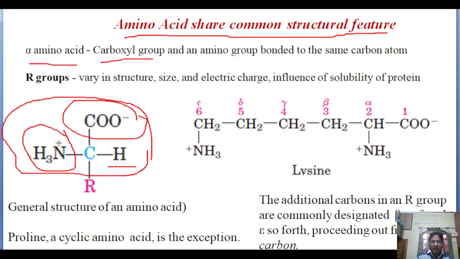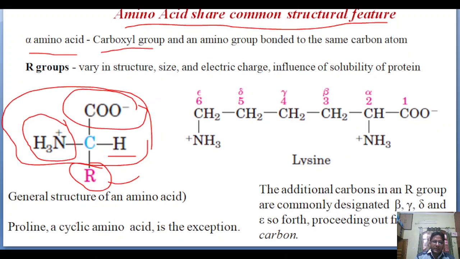But how do they differ? They differ according to their R group. This R group differs in all types of amino acids. So this is the general structure of the amino acids. The amino group, carboxyl group, H group, and this carbon are found in all amino acids, and the different amino acids differ according to their R group.